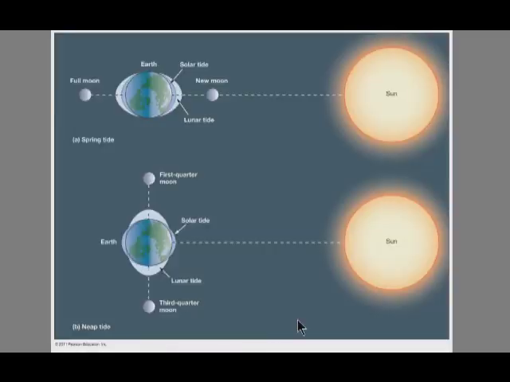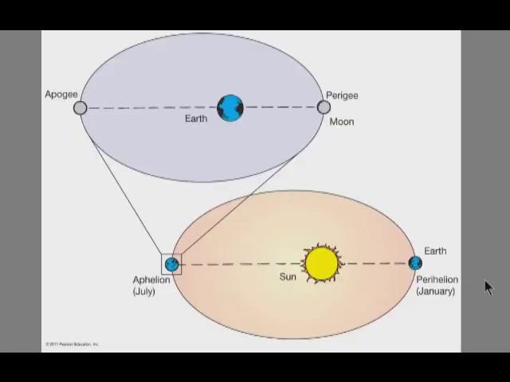Now another factor that controls the range of the tides is how close the Earth is to either the moon or the sun. The orbit of the moon around the Earth is not a perfect circle, it's an ellipse, and the moon is actually closer to the Earth during certain times of the month, and we call it perigee when the moon is closer to the Earth, and apogee when the moon is farther from the Earth.